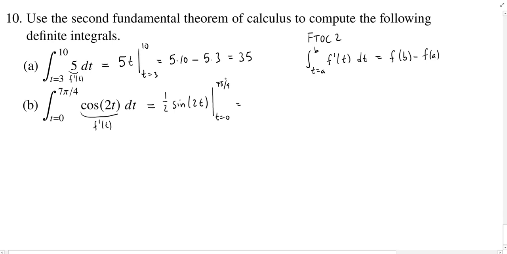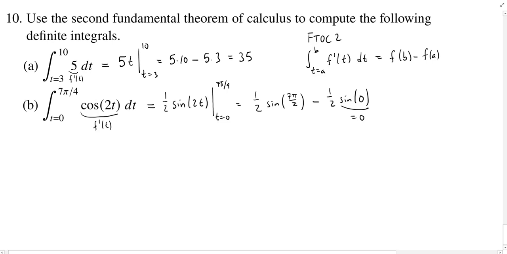All right, well, let's see. When I plug in 7 pi over 4, I'm going to get 1/2 sine of 7 pi over 2. All right, 2 times 7 pi over 4 is 7 pi over 2. And then I'll subtract and get 1/2 sine of 2 times 0, which is just 0. And hey, sine of 0 is 0, so this entire second sum will be 0. So I just need to know what sine of 7 pi over 2 is.